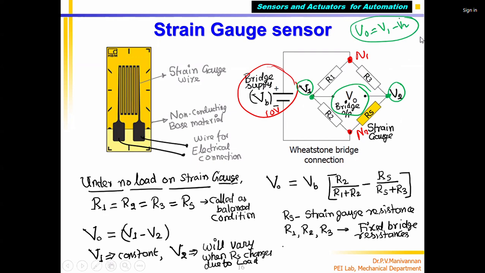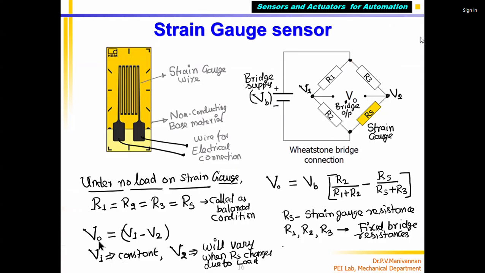Okay, which is called difference voltage. Now, normally, if all this is 120 ohm, this is 120 ohm, the strain gauge also 120 ohm, strain gauges when there is no load condition.